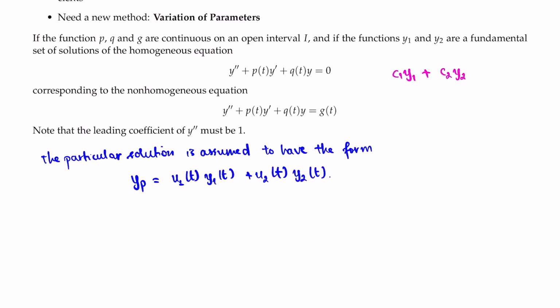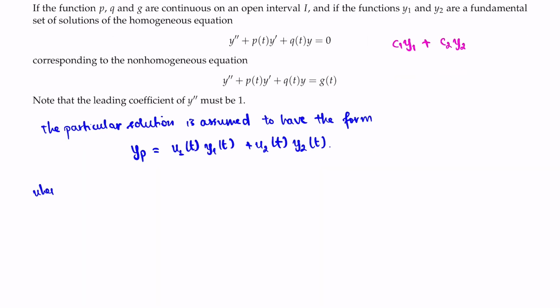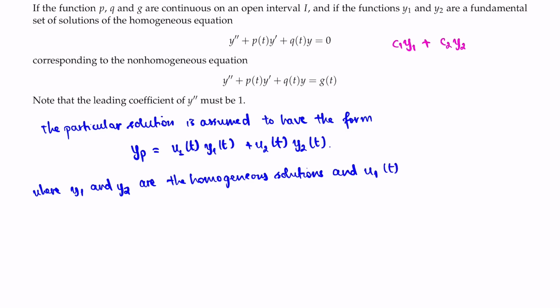So we want to vary the parameters c1 and c2, replacing c1 by u1 of t and c2 by u2 of t, where y1 and y2 are the homogeneous solutions, and u1 of t and u2 of t are functions that will be determined later.